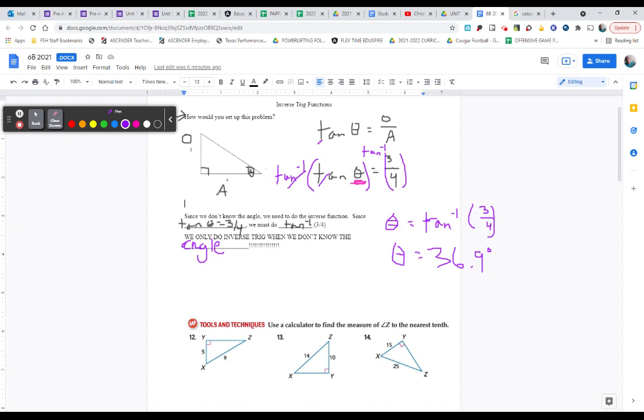When we don't know the angle, like we have in here, to get the number by itself, I have to get rid of sine or cosine or tangent. So I've got to get rid of it by doing the inverse.